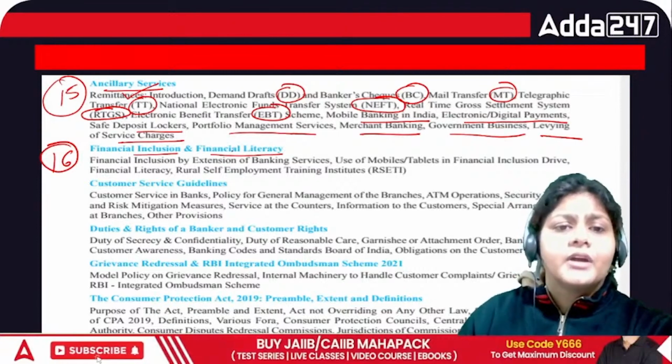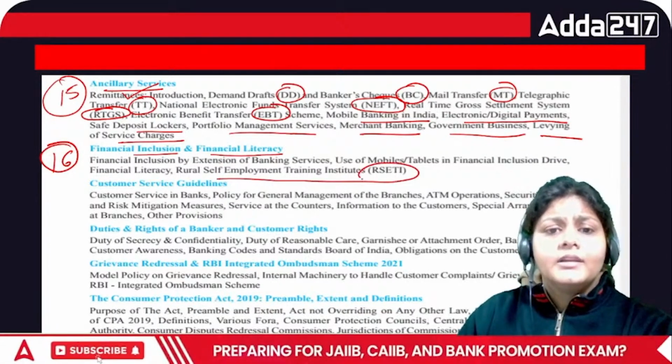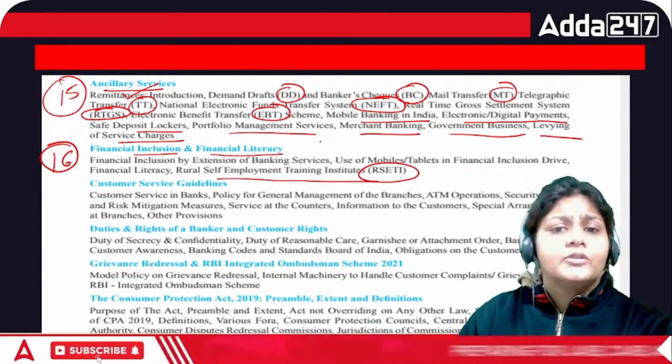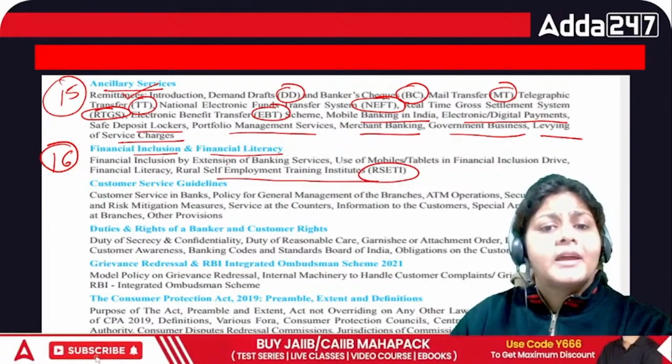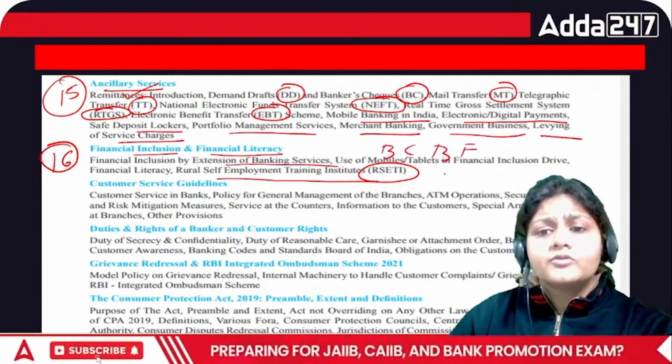So all these schemes we are going to cover here. That's RSETI, right? Rural Self-Employment Training Institute. What is the SHG? Inclusion by extension of banking services, BCBF. These all we are going to cover here.